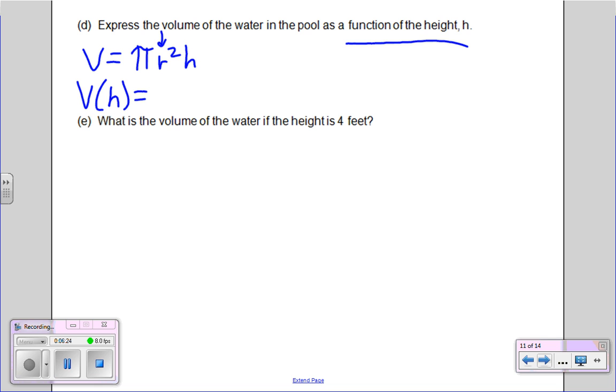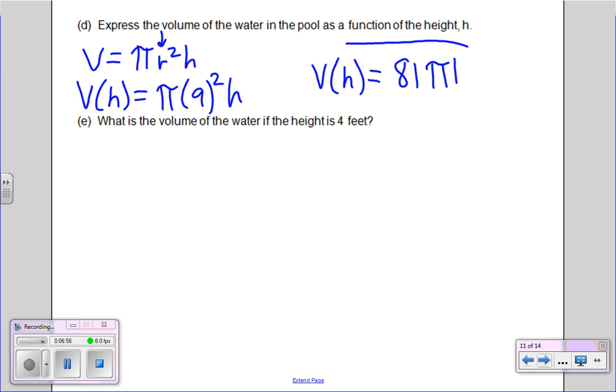In this case, for a cylinder, as the water's going into the pool and it's filling up, does the radius change at all? No, the swimming pool always has a radius of 9. It's not going to change. So I can go ahead and replace the r with 9, and that's always going to stay the same. So the volume as a function of its height is going to be 81 pi times the height. Whatever the height is, I can plug it into this formula and figure out what the volume of the water is.